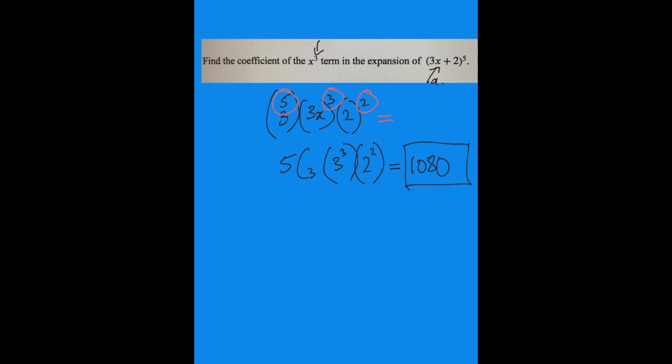This is a quick and easy one because we've only got to worry about x in the a value. So just go straight into 5 choose 3 times (3x)^3 times 2^2. Remember, these powers have to add up to 5. And you can actually enter that directly into your calculator by going 5 choose 3 times 3 cubed times 2 squared. And that gives you 1080. That's the coefficient. This one was a simple one because you didn't have to worry about all these other things going on. You only had the one term with x, and that was your a.